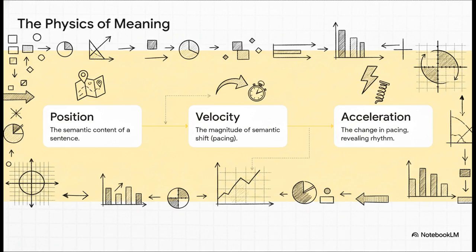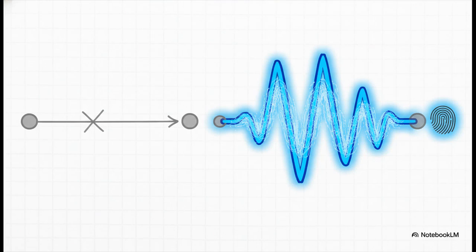So every sentence has a position on the map. The distance to the next sentence gives us its velocity, or what you could call its pacing. And then the change in that pacing, that gives us its acceleration. And this last part, acceleration, is where we find all the hidden fingerprints of an author's style. And this leads to a really profound insight. It's not just about what a text is saying. Often, the most revealing signal is the rhythm of its journey through meaning. The pattern of its acceleration holds this unique signature, almost like a fingerprint of style.